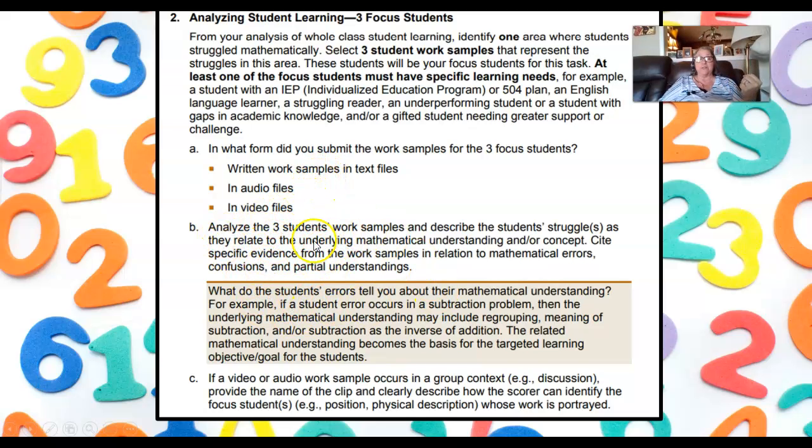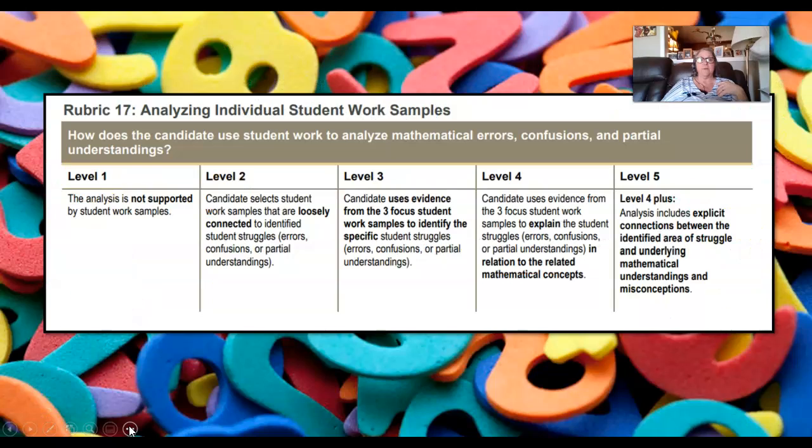This is the major question because it asks you to analyze, and it's this question, part 2B, we'll be focusing on because it's the one that actually is going to have the biggest impact on your scoring for Rubric 17. And then 2C is just really, if you did have a video work sample, then describe how the scorer can identify the focus students, like you might say, focus student 1 is sitting on the right, and focus student 3 is sitting on the left, and focus student 2 is sitting in the middle, for example.